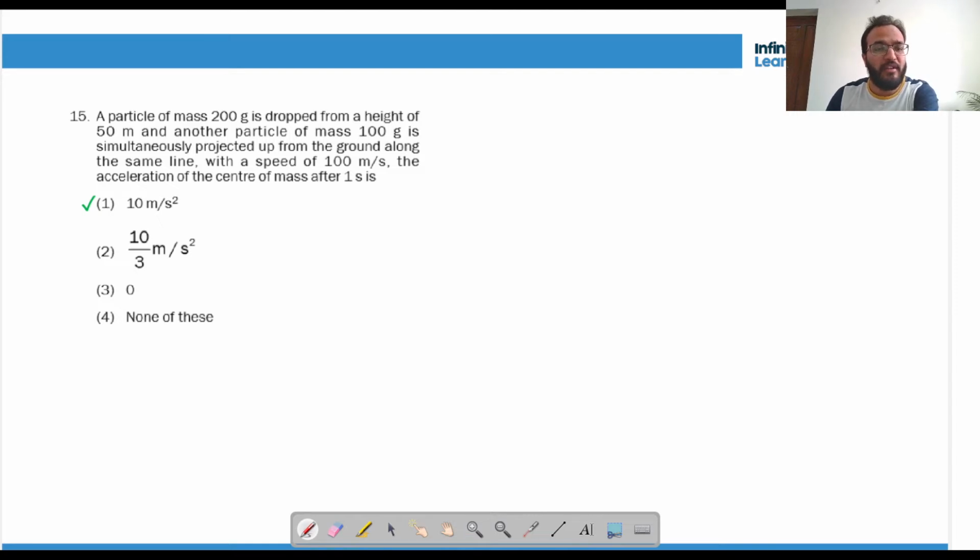See, acceleration of center of mass. Obviously both points have the same acceleration, no? If one is dropped, then also acceleration is g downwards. If another one is thrown, then also acceleration is g downwards. So both the particles have the same acceleration.